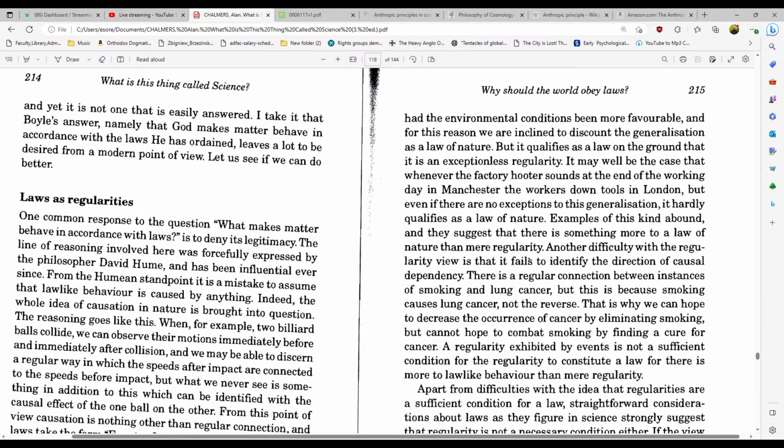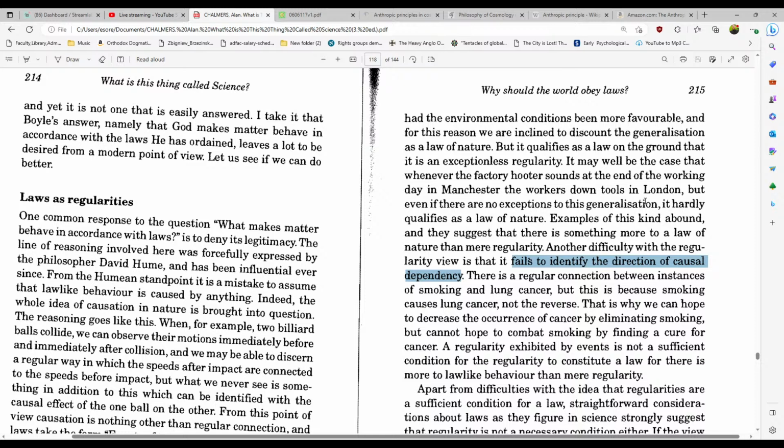Another difficulty with the regularity view. Yes, this is great. It fails to identify the direction of causal dependency. So suppose we could get over the Humean problem and we still have the laws as regularities in terms of causes. Which way? Which way, young man? Which way, young cause? Which way do you go?